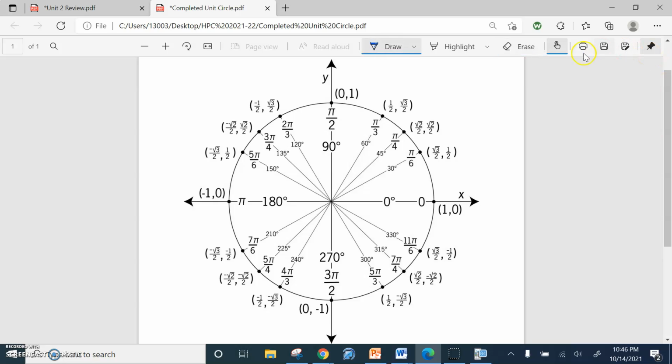$120 puts us in that second quadrant. Where are we at? There we are. So we're looking at 2 pi over 3, or 120 degrees. We want the tangent value first. Now, this one here, if you want, you can find the whole tangent situation.